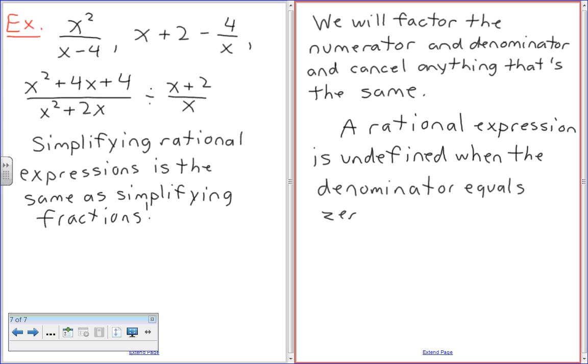Okay, this is a lot to take in. Let me leave that out to make sure it makes sense. It says, simplifying rational expressions is the same as simplifying fractions. We'll factor the numerator and denominator and cancel anything that is the same. A rational expression is undefined when the denominator equals 0.